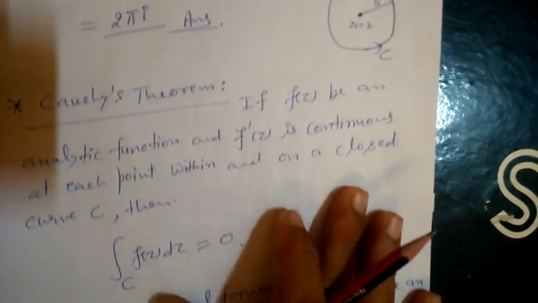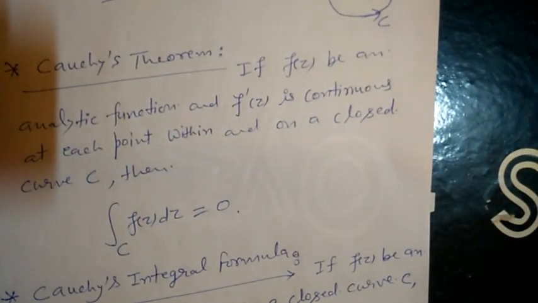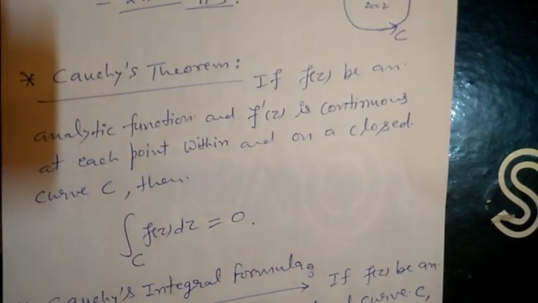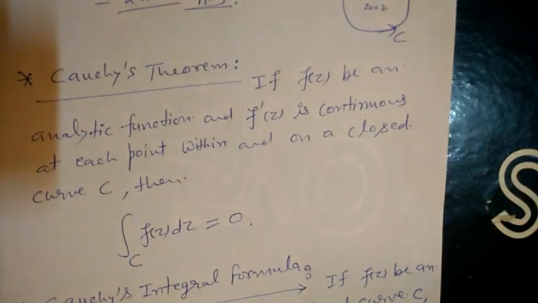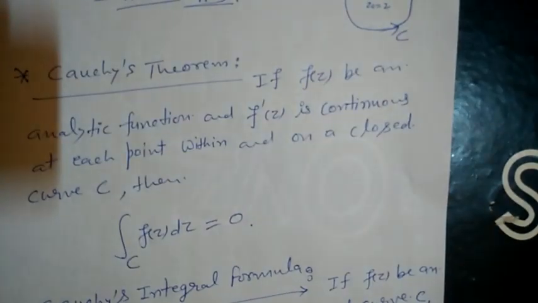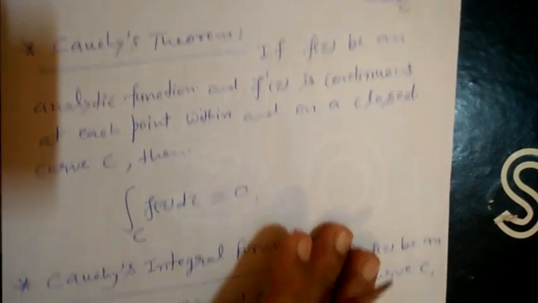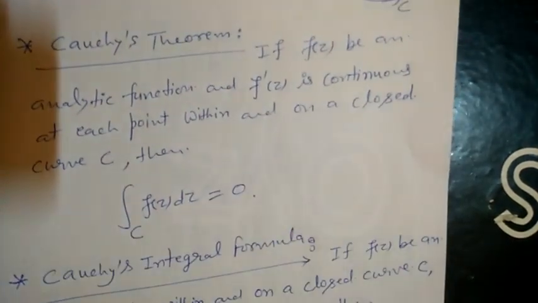Now the most important theorem based on complex integration is known as the Cauchy theorem. If f(z) is an analytic function and f dash z is continuous at each point within and on a closed curve C, then the line integral along the curve C of f(z) dz is equal to 0.